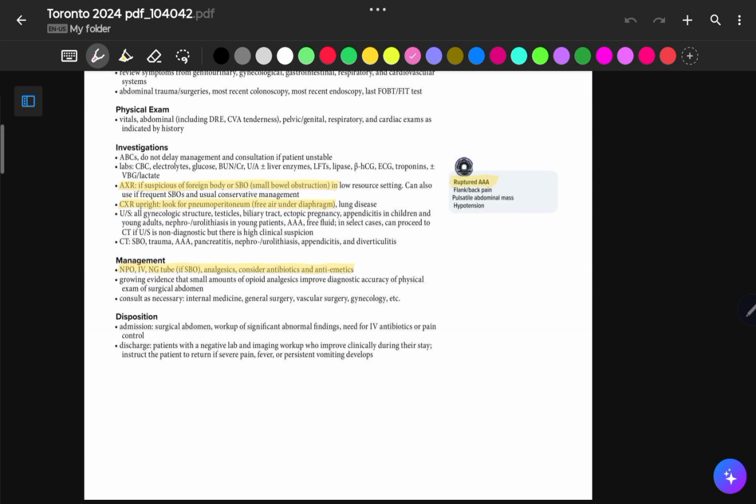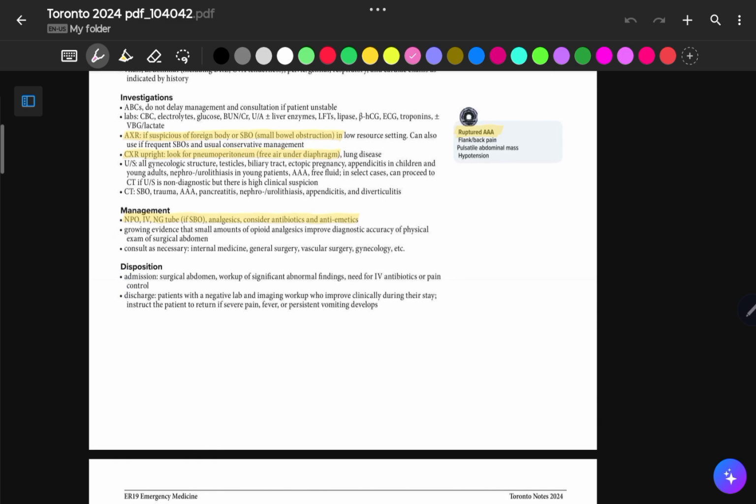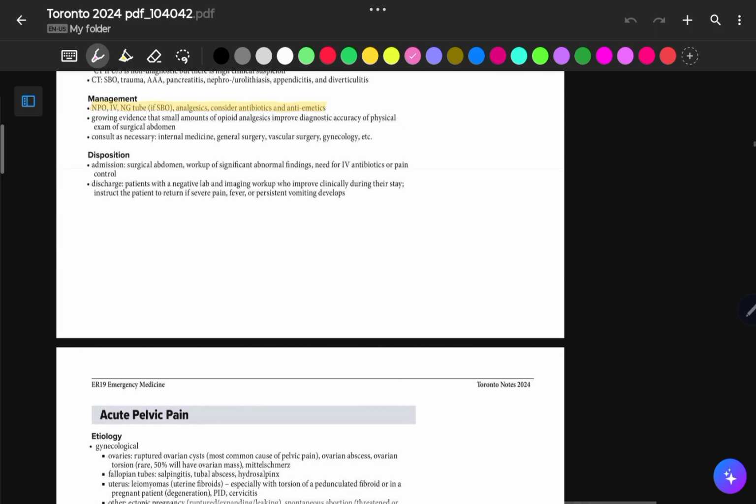So how would you manage a patient with abdominal pain? It all depends on the presentation. Sometimes, if there's small bowel obstruction, you want to keep them NPO. You want to insert an IV line. You want to insert an NG tube. Then you want to give them analgesia. Then consider antibiotics and antiemetics. So it all depends how these patients are presenting. Okay, and then consult based on their presentation.